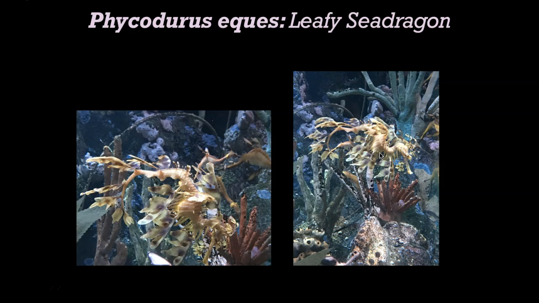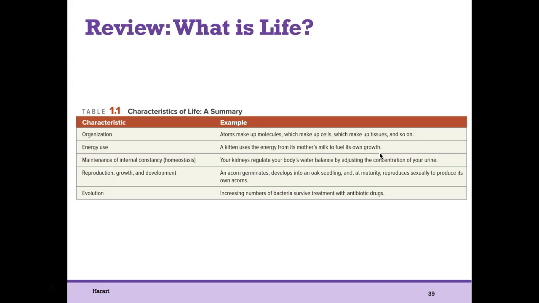Right? A Leafy Seadragon is completely different than a seahorse. The two cannot intermingle. They can't mate anymore. And this is, again, simplifying a very complicated process. But this is the idea of how nature fuels evolution by natural selection. So evolution explains, again, how all life is similar, but also how life is very diverse. So here's a great summary of the characteristics of life that should be in your notes at this moment.